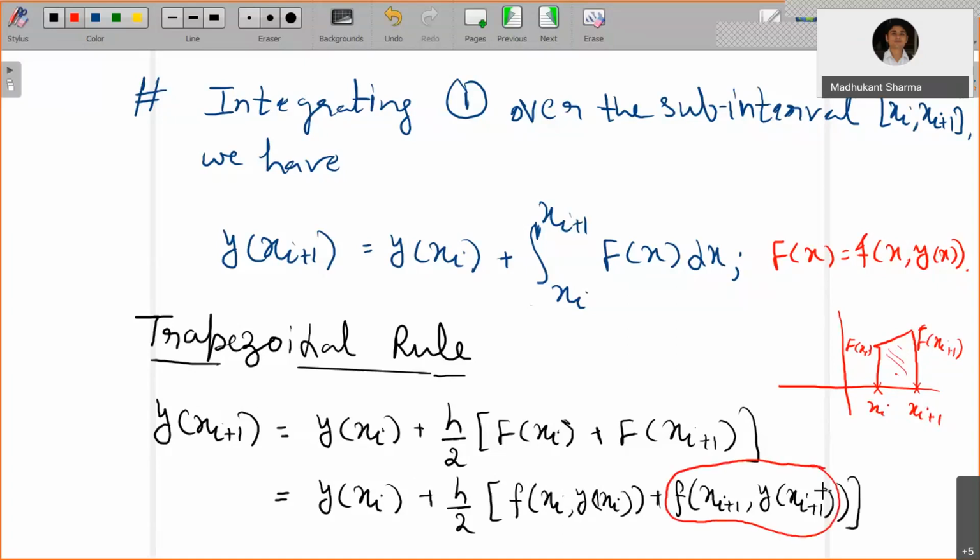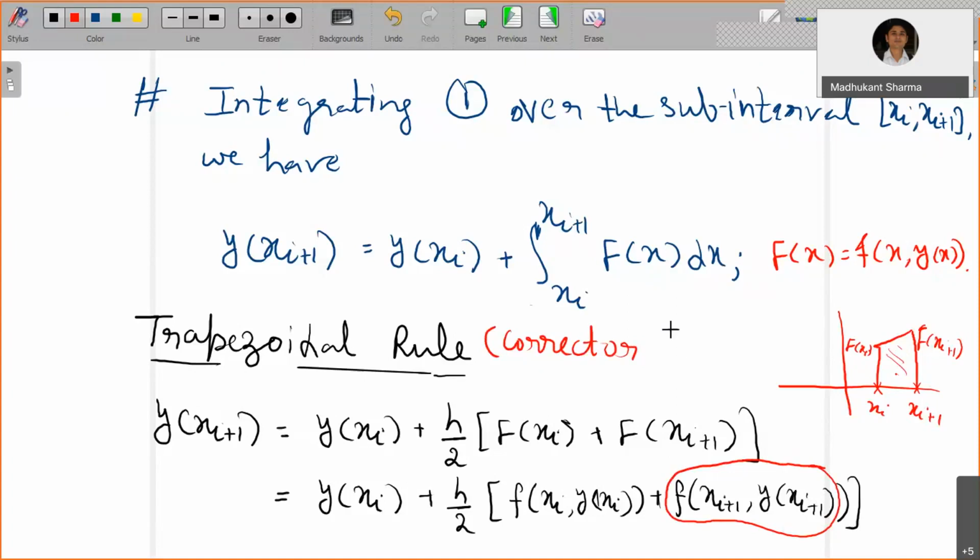This term involves the value of y at x_i plus 1. But we are not ready with this. So what do you have to do? This is known as the corrector formula. Why is it so? Because you have to first find y at x_i plus 1 by using some single step method.